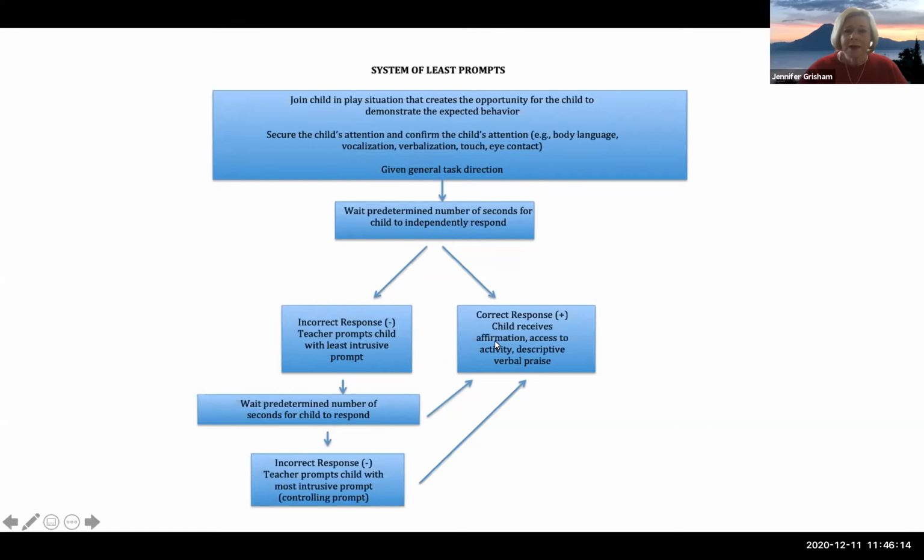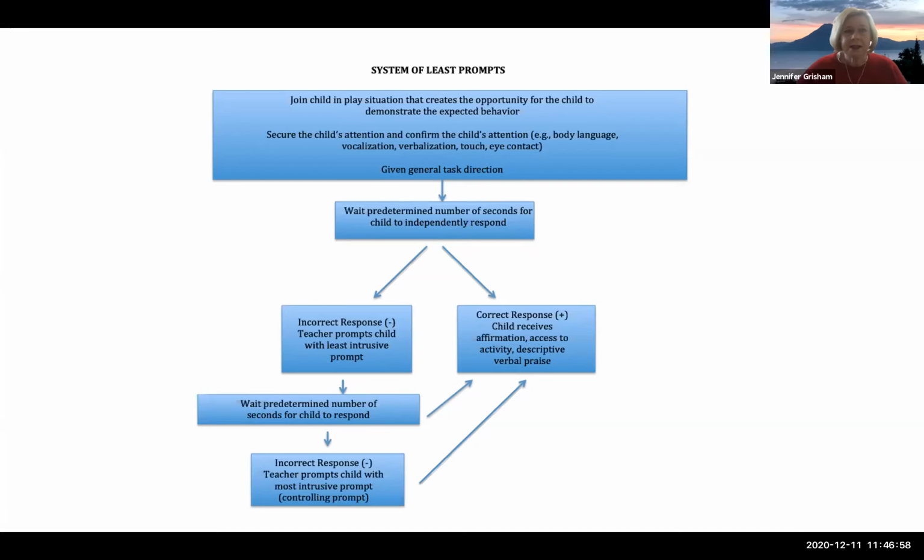If the child responds correctly, then they get affirmation, they get access to an activity, and/or they get descriptive verbal praise. How that correct response is consequented is going to be very dependent on the child and the situation. If the child does it incorrectly, then we give that least intrusive prompt. We give a gesture or a verbal prompt to tell them what to do next. And then I wait. If the child doesn't do it again, then I give the controlling prompt, which in this situation simply means giving the child enough support so that they can demonstrate the correct response.